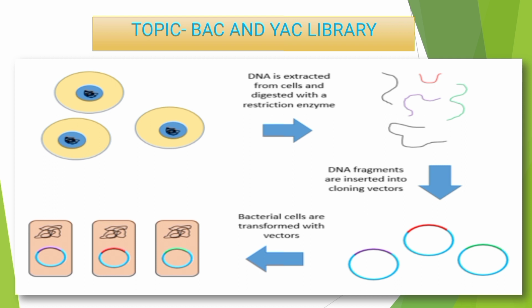Firstly, these cells are digested with restriction enzymes that produce small fragments of this genetic material. Now these DNA fragments are ligated into the cloning vectors. These bacterial cells, which are the host cells, are transformed with these vectors. So now these are the bacterial cells that contain our recombinant DNA.